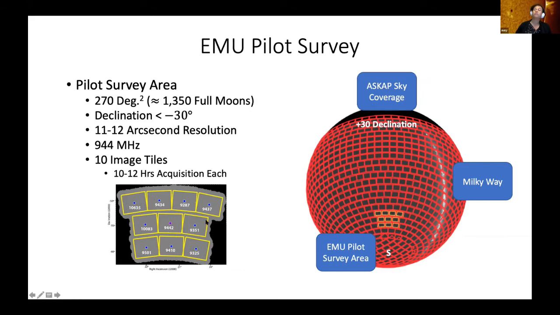And I've also shown it blown up here. It's covering the area of 1,350 full moons, just to give you an idea. And the resolution is 11 to 12 arc seconds. And if I recall correctly, the Great Red Spot of Jupiter is 7.9 arc seconds, just to give you an idea. It's a radio telescope, so it's running at 944 megahertz, and it takes roughly 10 to 12 hours to acquire each tile. Okay.